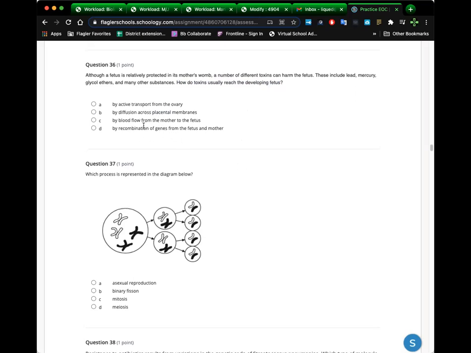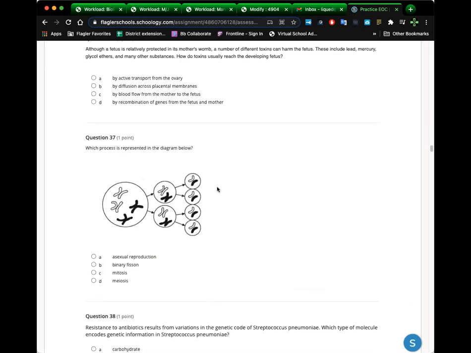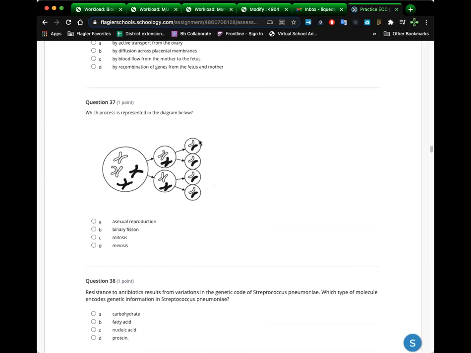Recombination of genes, that's mixing up the DNA. That's like the worst answer. All right, what's this process called? So you have one cell, you end up with four cells. It's either mitosis or meiosis. Meiosis makes four cells. Mitosis makes two cells. Binary fission is how bacteria replicate.